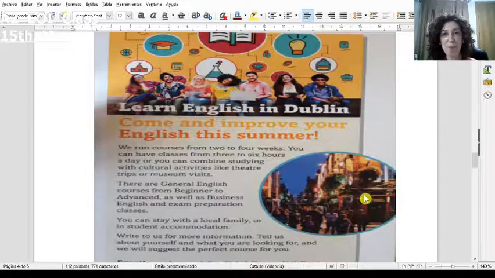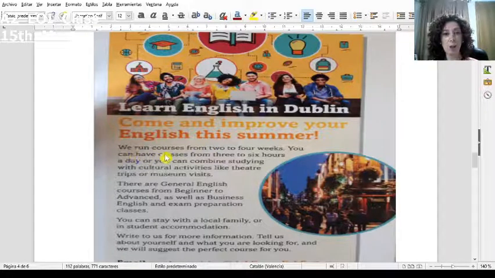Se diu Temple Bar, el templo de los bares, està ple de pubs i de discoteques, un ambient molt animat. Lively atmosphere. M'encanta. Then learning English in Dublin. Come and improve your English this summer. Vine i millora el teu anglès aquest estiu. No podem anar. Coronavirus. But next summer we have to arrange it. Hem d'anar-se'n junts perquè s'ho mereixen.